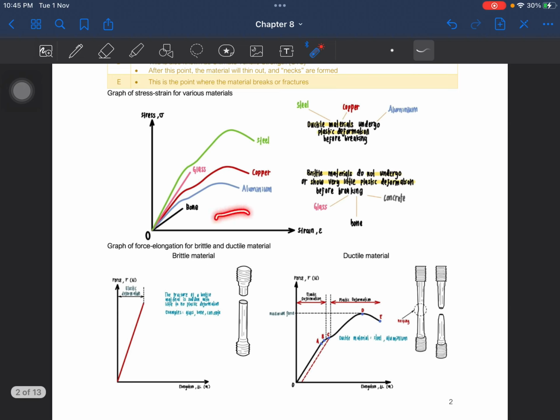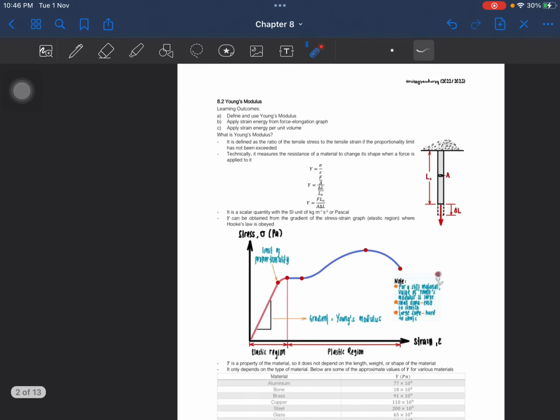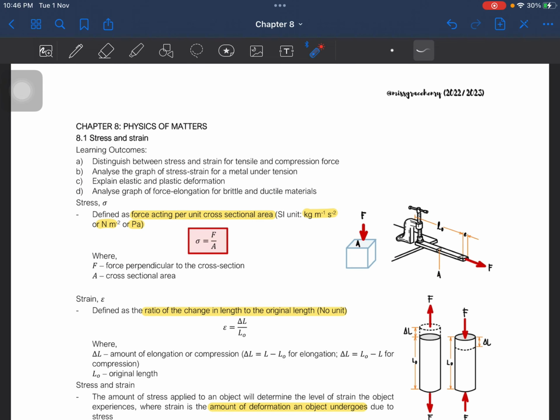Okay, so this is just a graph of stress-strain for various materials. Ductile materials would undergo plastic deformation before breaking. Brittle materials do not undergo, or show very little, plastic deformation before breaking. Glass, bone and so on. This is the example graph for this. Alright, so that is subtopic number 1 of chapter 8.